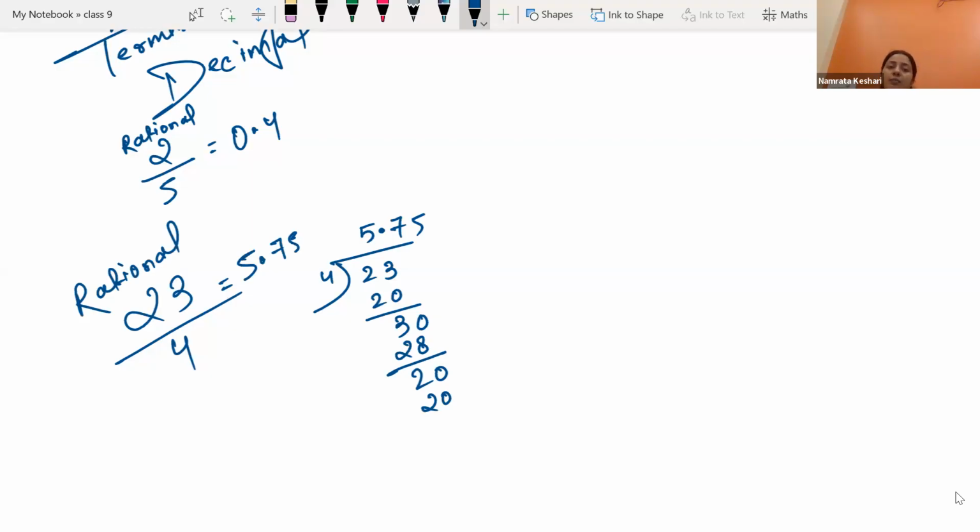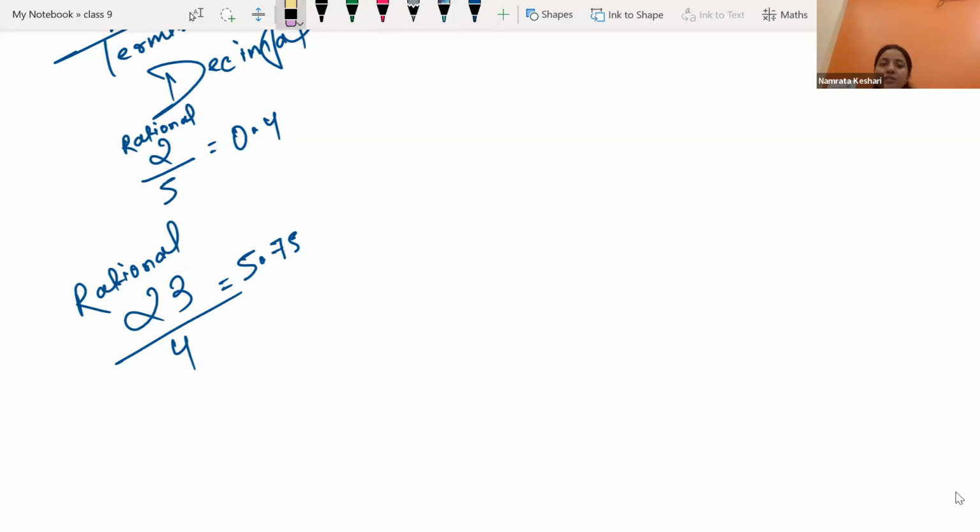Why are we calling it terminating? Because after decimal 7 is there, then 5 is there, then there is a stoppage. Our division got stopped. At the end we ended up getting the remainder as 0. So 5.75 we are having here. There is a stoppage. So if you are thinking what are the examples where there will be no stoppage, let me show you such examples as well.